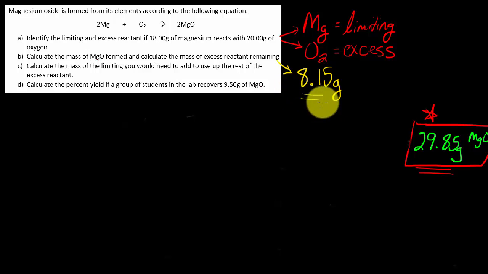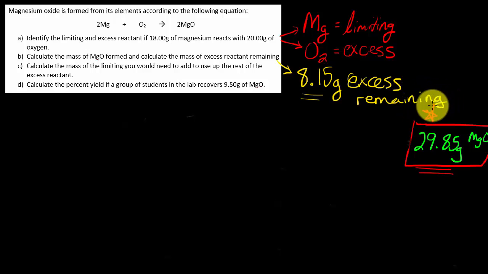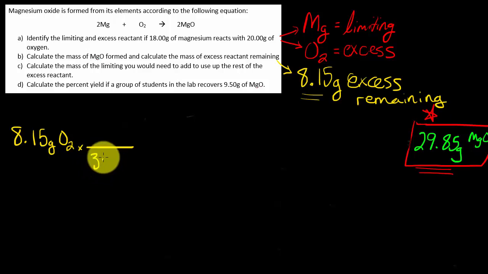What you're going to do is simply convert 8.15 grams, which is the amount of excess remaining, to a mass of magnesium, and that will be the mass of magnesium that you would have to add to use the rest of it up. So that's what we'll do here. We have 8.15 grams of our excess reactant, which is oxygen, and we're just going to convert that to a mass of magnesium. So there are 32 grams of oxygen in 1 mole of oxygen.